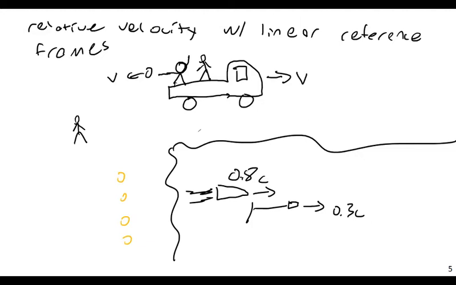C meaning the speed of light, a fraction of the speed of light. So 0.8c would be 80% the speed of light. If I have a spaceship flying through space at 80% the speed of light, and it fires a torpedo forward with a velocity relative to it of 30% the speed of light, the problem is that at first you would think an observer in a stationary reference frame would see the torpedo traveling at 110% the speed of light. Is that possible?